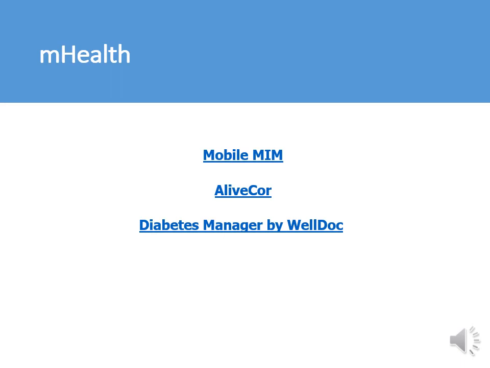So here are the 3 most recognizable mobile health applications. This is by all means not the most comprehensive list, and there are many more out there. However, Mobile MIM is the first medical app ever to be included in the iTunes store.